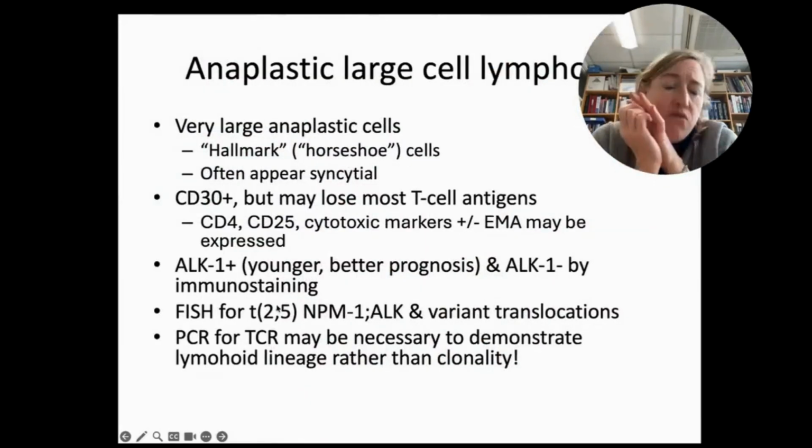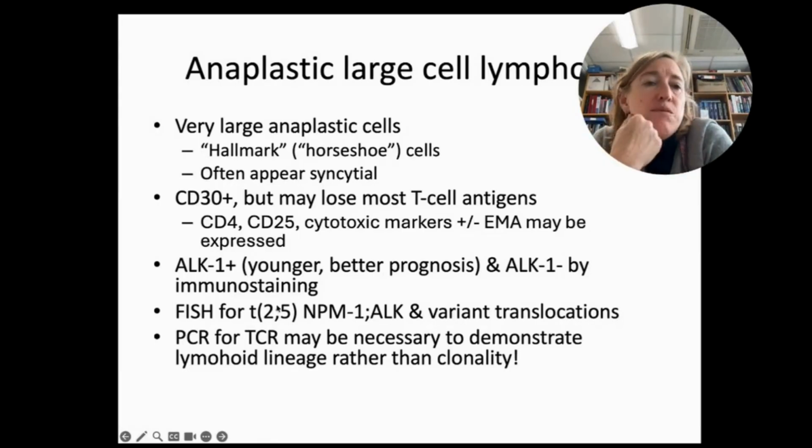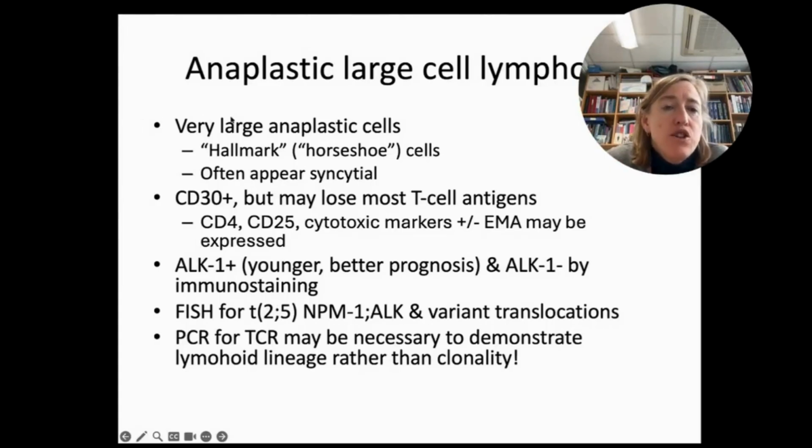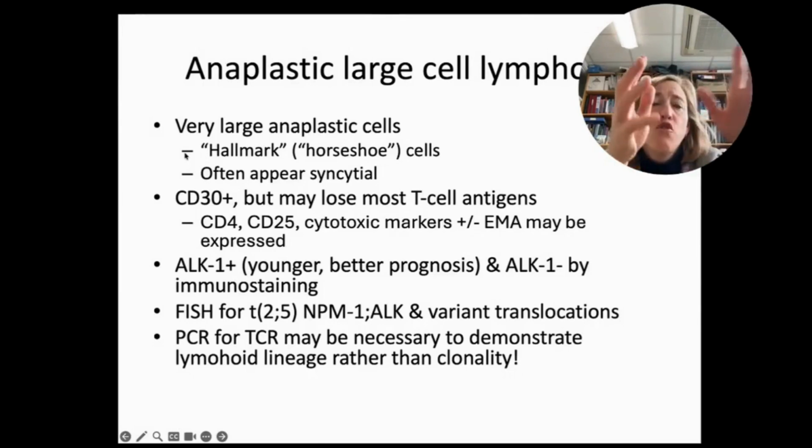Okay, so now another fairly straightforward and reasonably common type of T-cell lymphoma, anaplastic large cell lymphoma. And these are obvious. You don't need clonality studies or anything else to be sure that these are malignant, because you've got very large pleomorphic or anaplastic cells. Some of them are called hallmark cells. They're a kind of horseshoe shape, so a C shape. And sometimes they look syncytial, as if they are forming a solid piece of tissue.